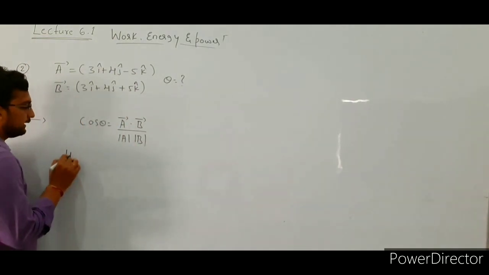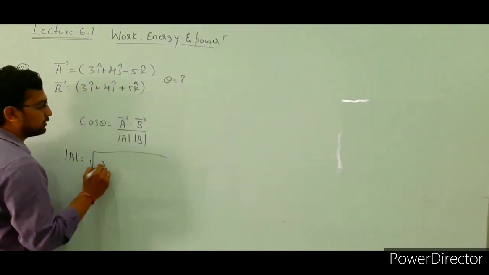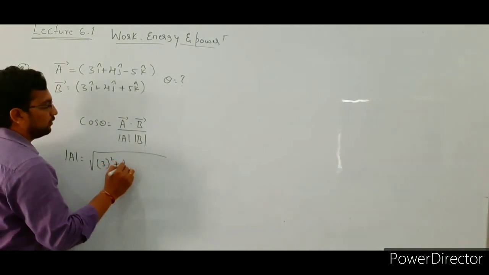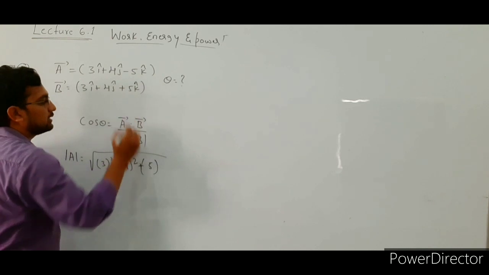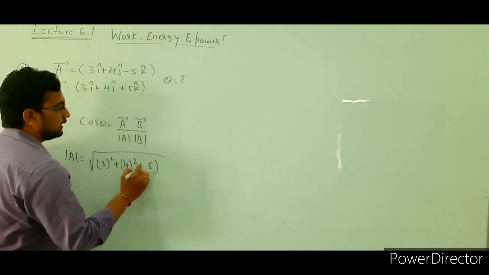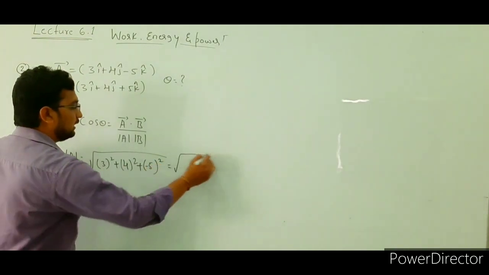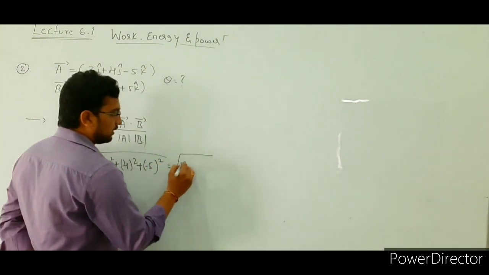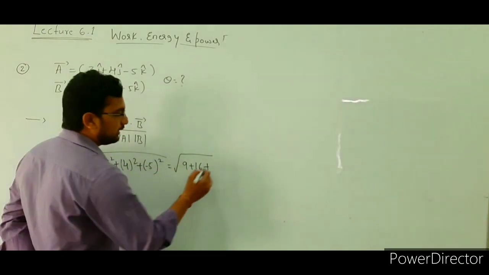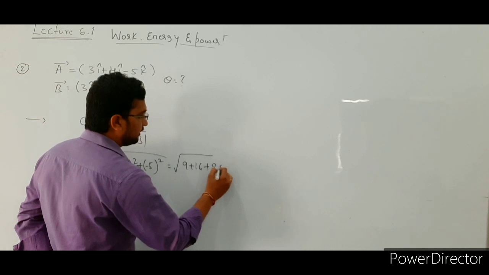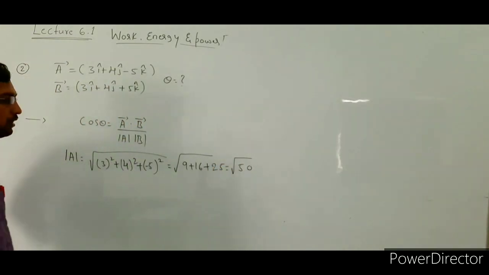Okay, see here, the magnitude of A vector is equal to under root of 3 square plus 4 square plus minus 5 square. So this is equal to, 3 square is 9, 4 square is 16, plus minus 5 whole square means it becomes plus 25. This is equal to under root of 50.